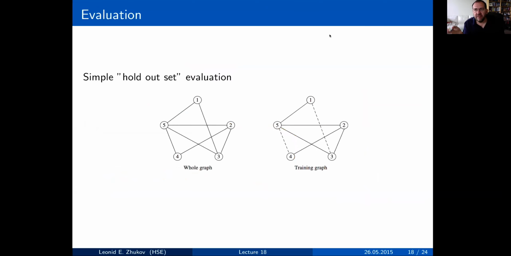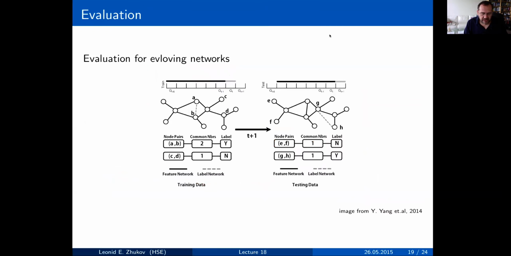So speaking of evaluation and building the training and testing sets, the simplest thing you can do is take a graph, hide some edges, and try to predict them. That's probably the most straightforward thing you can possibly do, especially if you do not have a time evolution. Things are more interesting when you have a graph that changes with time. And this is an approach usually used when you try to do time prediction or evolution with time. And so the idea here is the following.